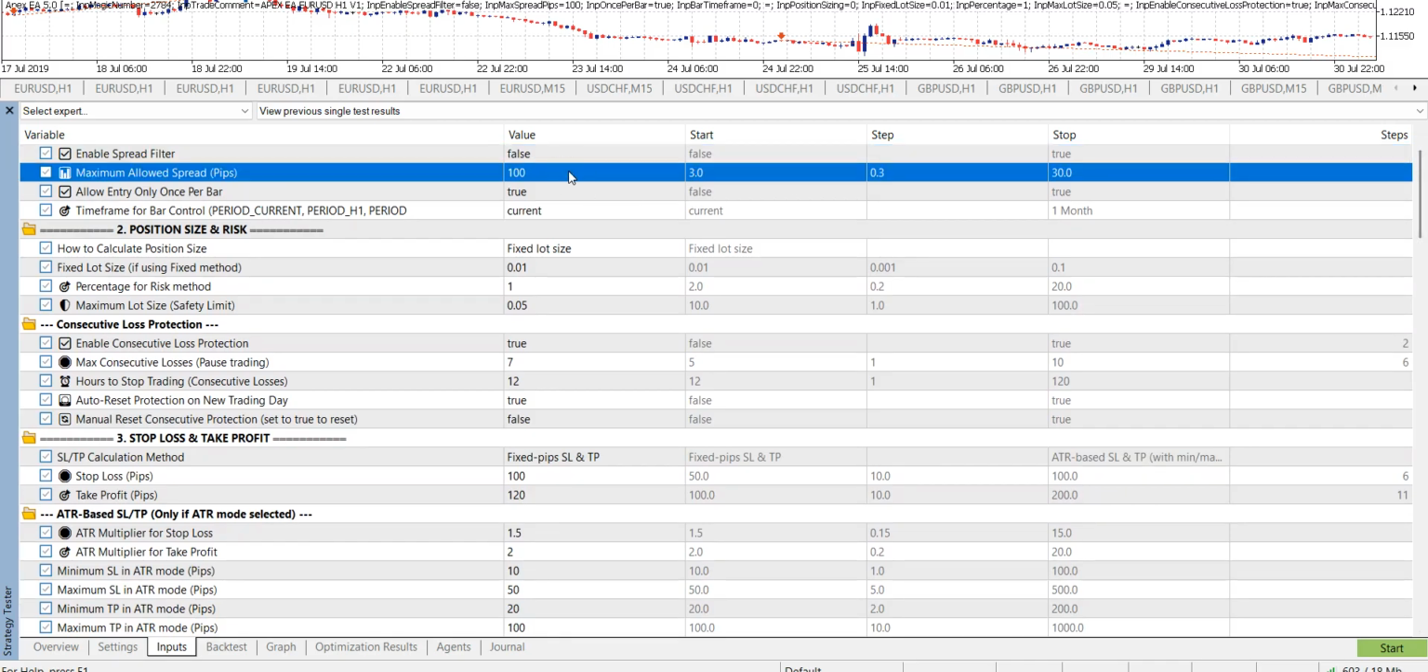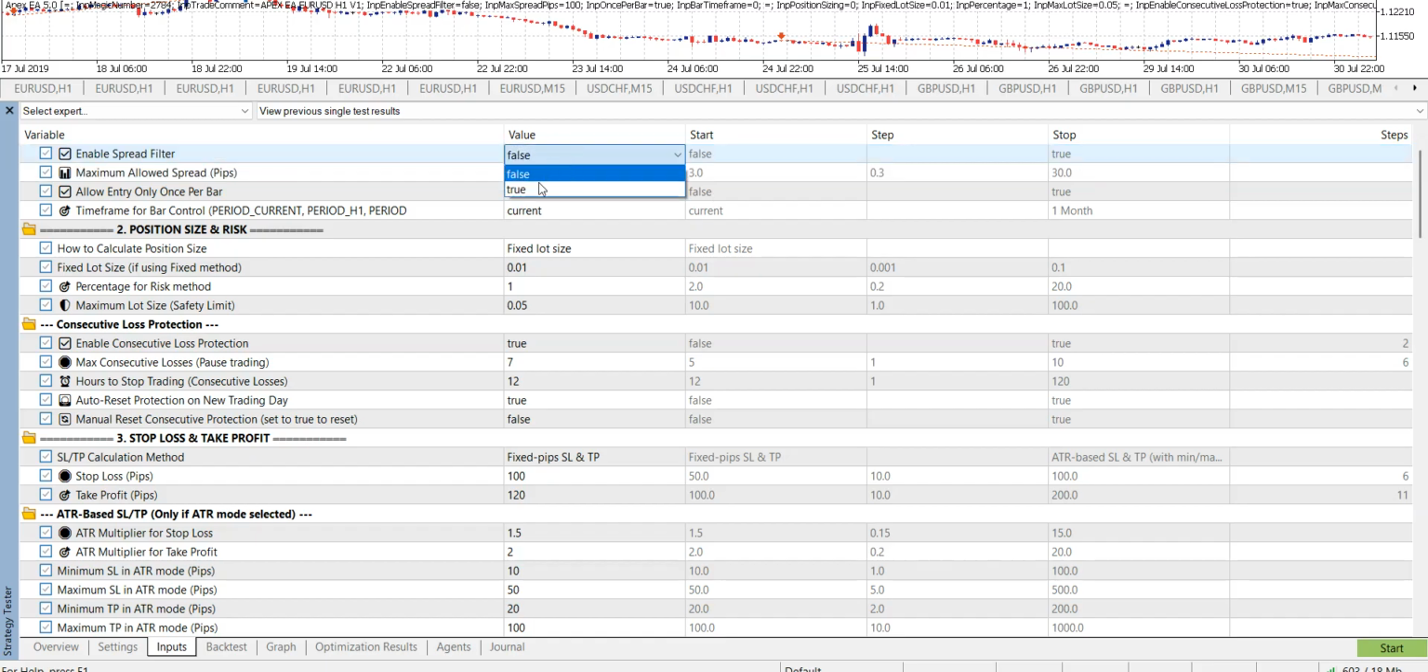Then we have the maximum allowed spread in pips, which also has an on-off button that you can use, and I recommend to use it if you are trading with brokers with high spreads, and it is just a customizable parameter, which is important.